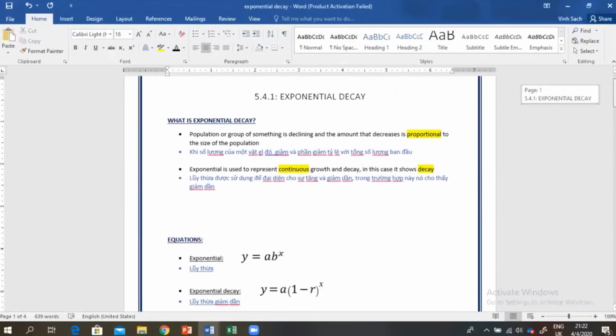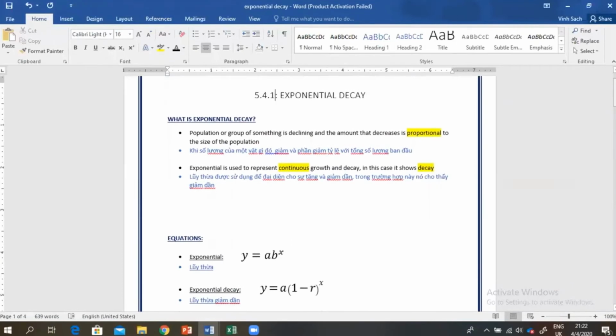Next, we will move on to exponential decay. So what is exponential decay? Exponential decay is when a population or group of something is declining, and the amount that it decreases is proportional to the size of the population. Exponential functions also represent continuous growth and decay, but in this case, it shows decay.